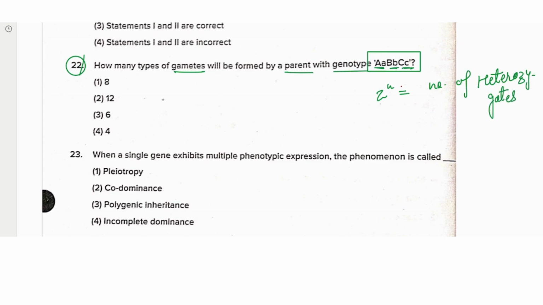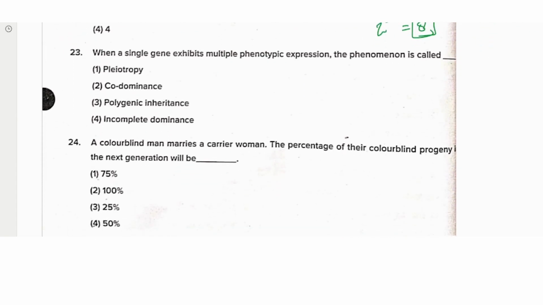Okay, that is 2 to the power n. How many gametes have they given? 3. 2 to the power 3 would be 8. So 8 would be the answer. Okay, simple one. When a single gene exhibits multiple phenotype expression, the phenomenon is pleiotropy, not codominance, polygenic, or incomplete.